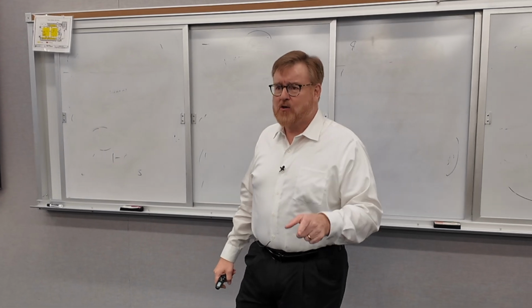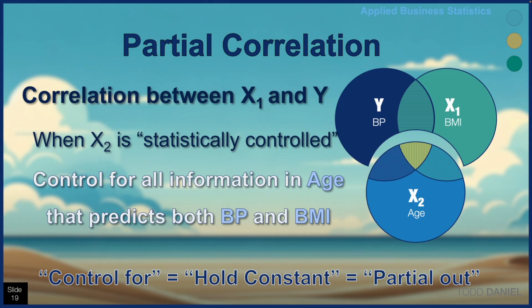The way that I do that is called partial correlation. In a partial correlation, I am removing all of the information from age that could predict blood pressure and BMI, leaving a correlation between X1 and Y, a correlation between BMI and blood pressure, in which age is statistically controlled. I have controlled for that variability. I might also say, what is the correlation between these two variables when this third one is held constant? Or you might hear statisticians say, when this variability is partialed out. That's where we get the name of the partial correlation.